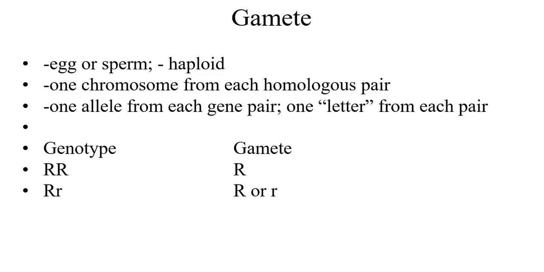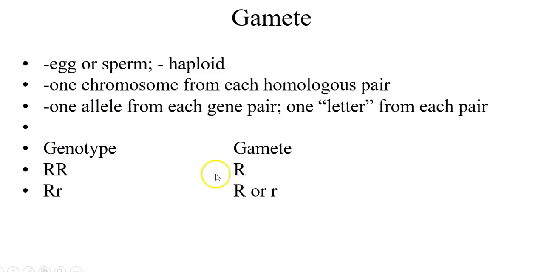These are the egg cells and the sperm cells. These cells are always going to be haploid. You're going to have one chromosome from each homologous pair, and so it's going to be represented as one allele or one letter from each pair. So notice right here, if an individual has the genotype big R, big R, then those are on two homologous chromosomes.